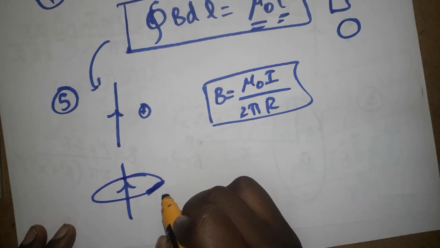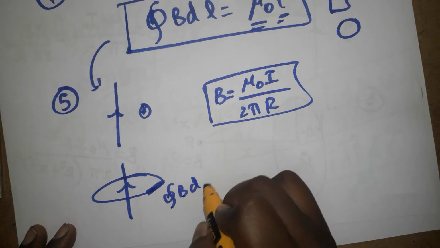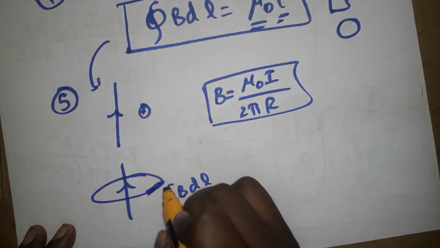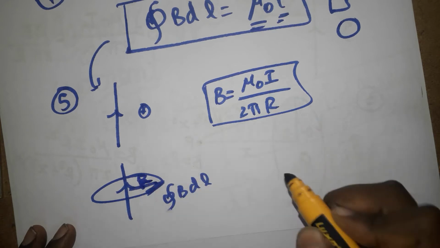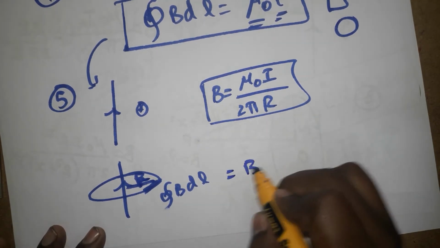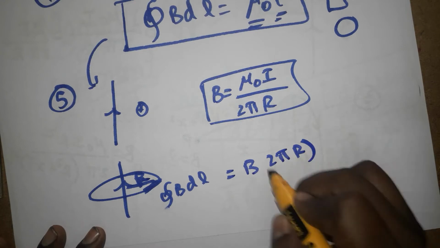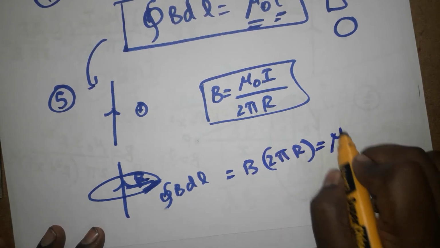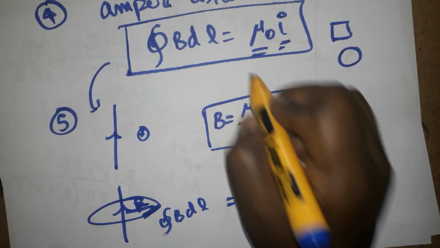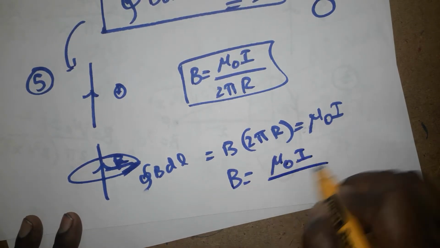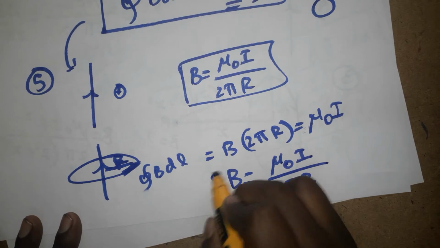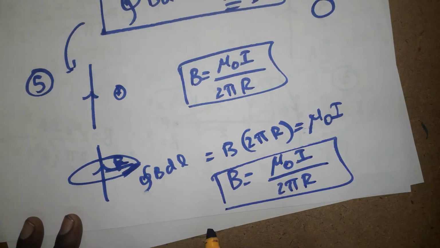I take the closed integral of B dot dl. So the magnetic field with length, the integral of dl will be 2 pi r, the circumference of the circle. If you take radius r, it's going to be B times 2 pi r. The circumference of the circle times the magnetic field produced is equal to mu naught I, according to the Ampere circuital law. So B is equal to mu naught I divided by 2 pi r. This is the magnetic field due to a straight wire current carrying conductor.